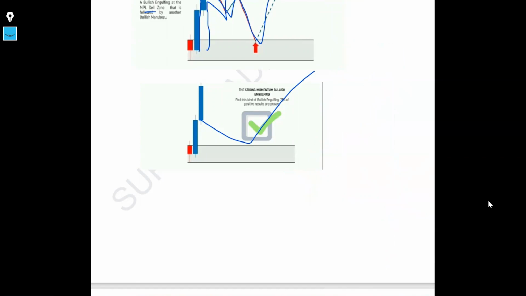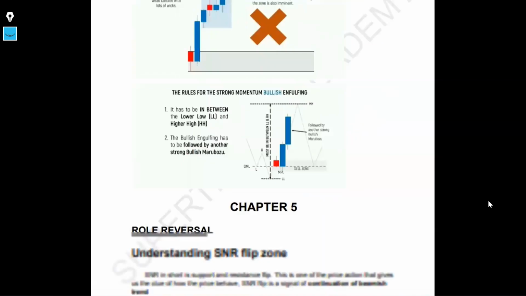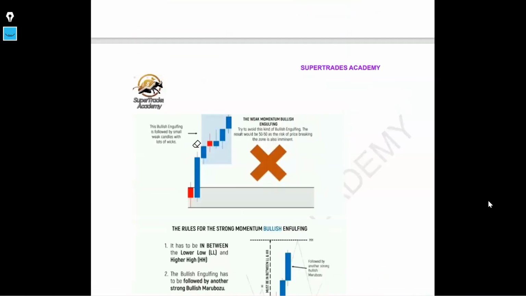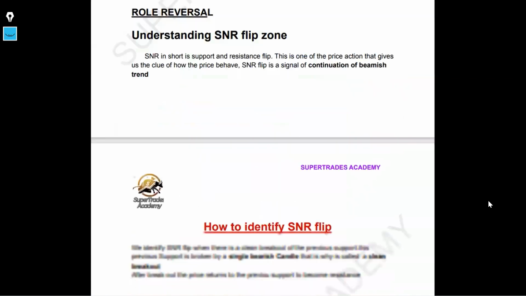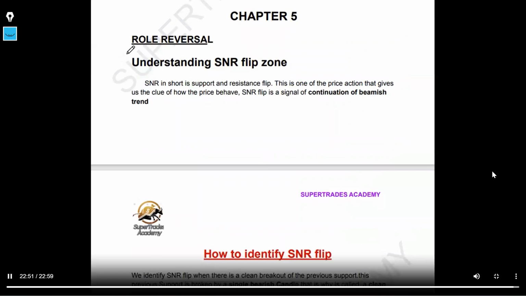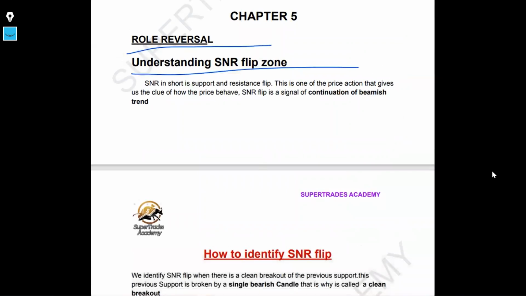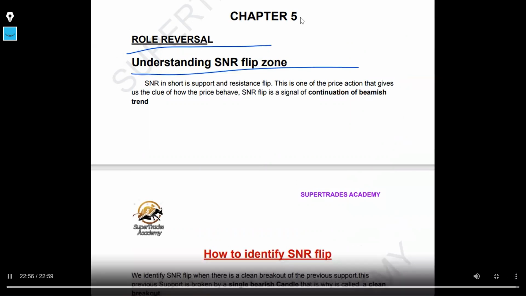I hope you understand something here, guys. So this is the example where the market may not be valid for buy. So the rules for the strong momentum bullish engulfing, we talked about these rules above, but it has to be in between a higher high and a lower low. The bullish engulfing has to be followed by another strong bullish Marubozu. So in the next part, we are going to look at chapter 5, the role reversal, understanding the flip zones.